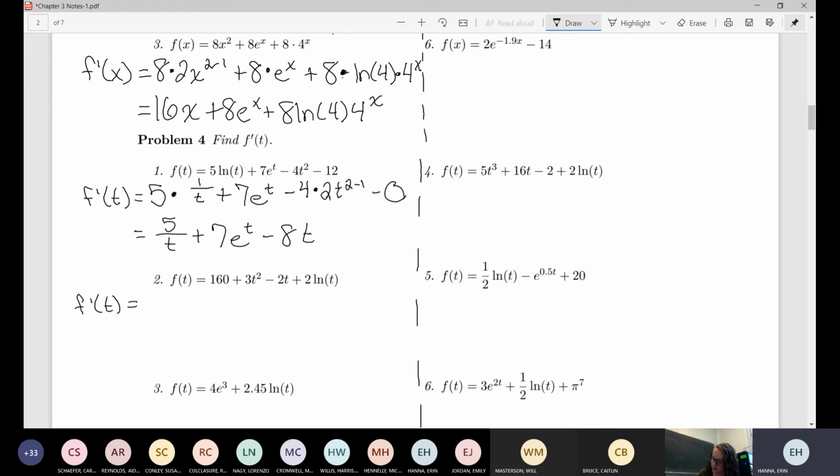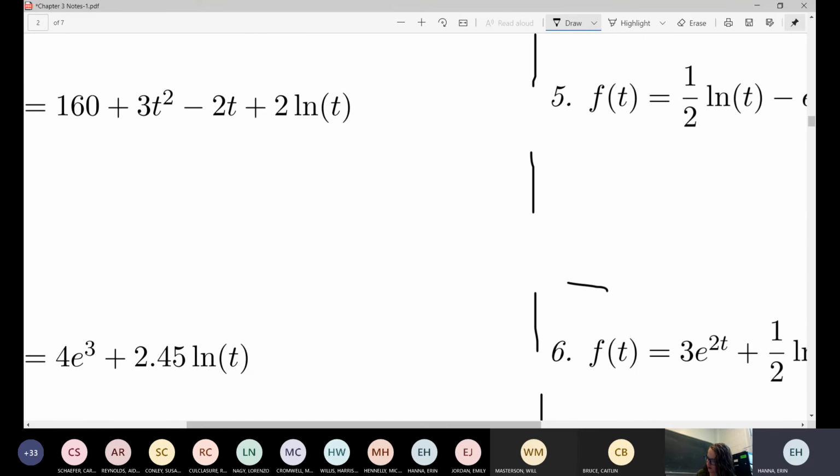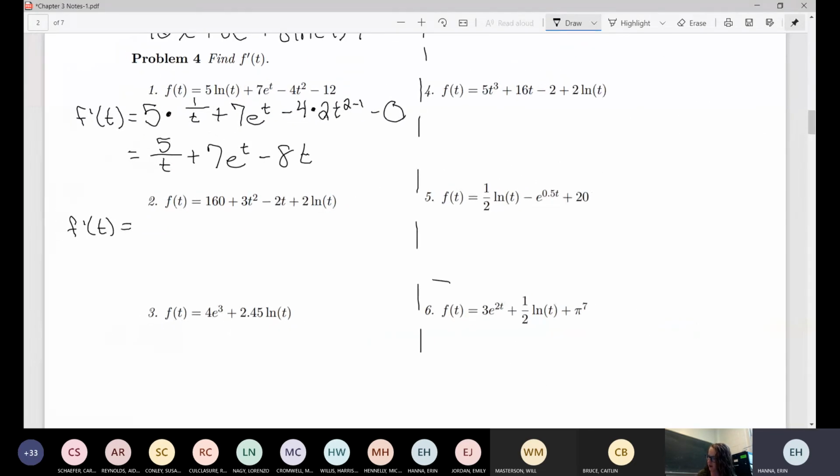We've got the derivative of 160. 160 is a number completely by itself. There's no variable attached to it, so the derivative of a constant is 0. Plus the derivative of 3t squared. 3 comes along for the ride. Do your power rule. Bring the power down, subtract 1 from the power. Minus the derivative of 2t, which is just going to be 2.